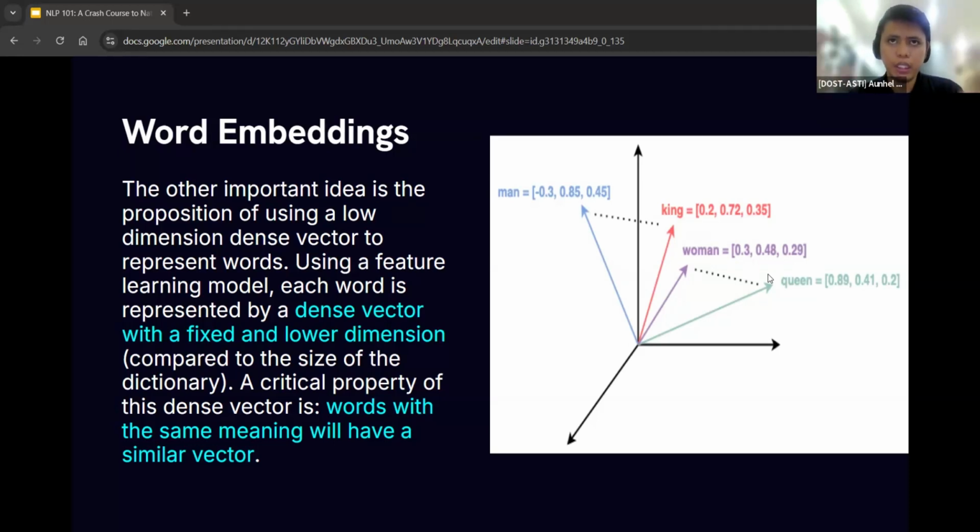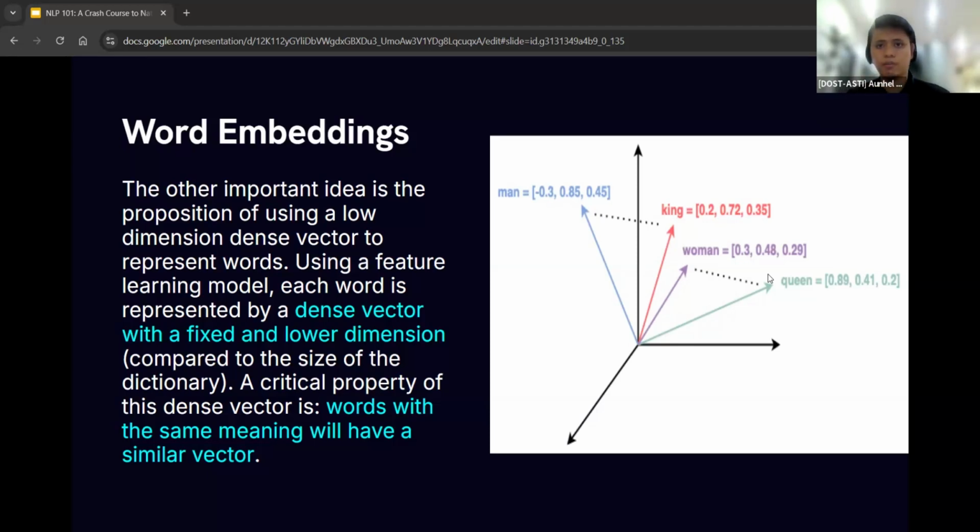So we're compressing each word, or the contextual representation of the word, into a fixed dimensionality vector. So that's a vector with a fixed and lower dimension compared to the size of the dictionary. A physical property of this distance vector is that words with the same meaning will have similar vectors.